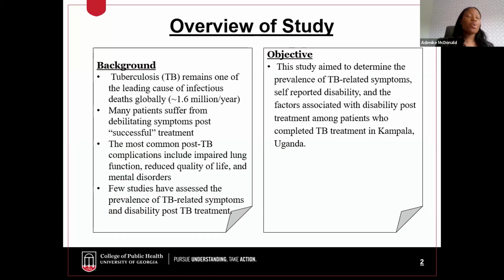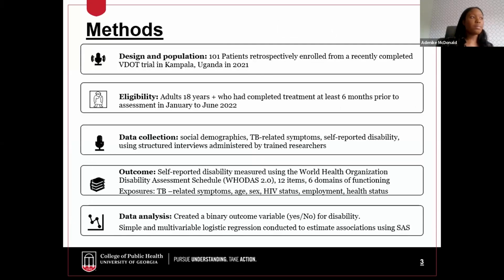And even though post-TB disability has been a new area of priority, only a few studies have assessed the prevalence of TB-related symptoms and disability post-TB treatment. And this is where our study comes in. The aim of our study was to determine the prevalence of TB-related symptoms, self-reported disability, and the factors associated with disability post-TB treatment among participants who completed TB treatment in Kampala, Uganda.